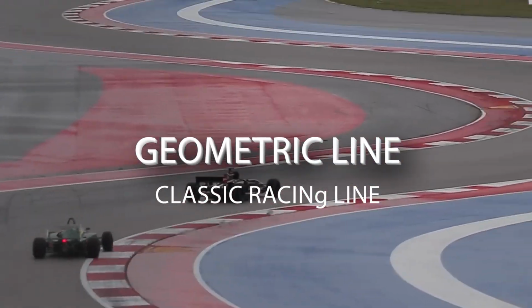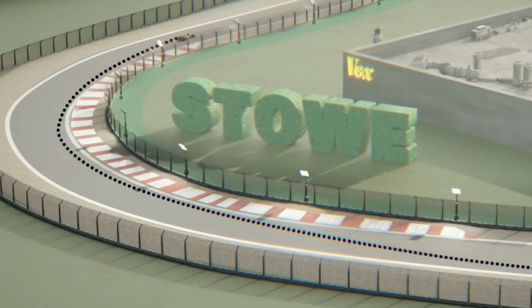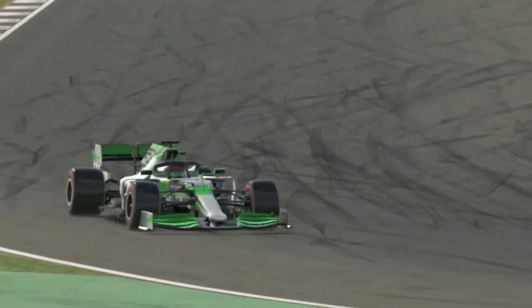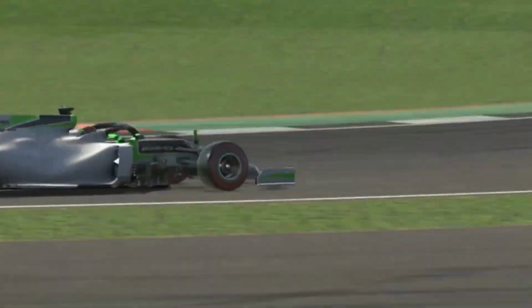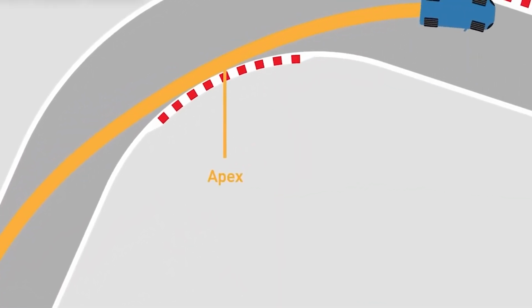First, geometric line, classic racing line. The geometric line represents the widest possible arc through a corner, aiming to maintain a constant radius and speed. This approach involves entering the corner from the outside edge, clipping the apex at the midpoint, and exiting back to the outside.